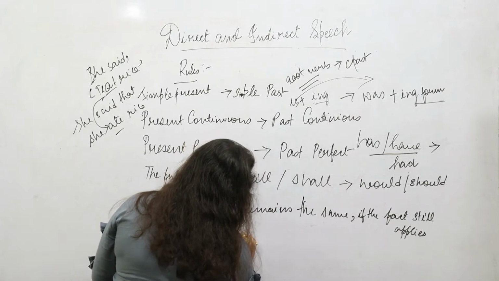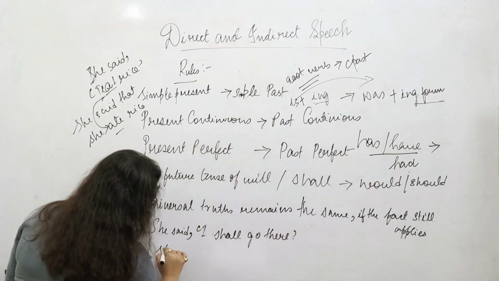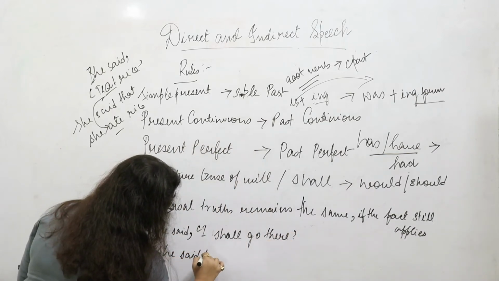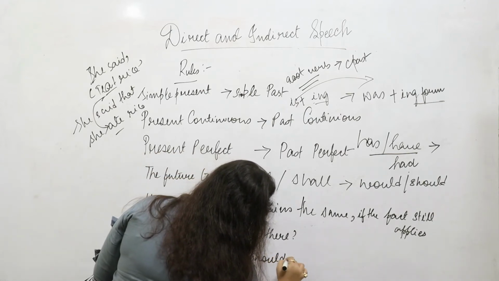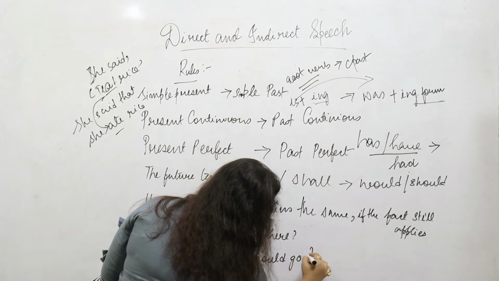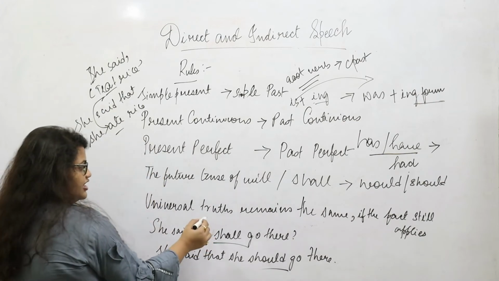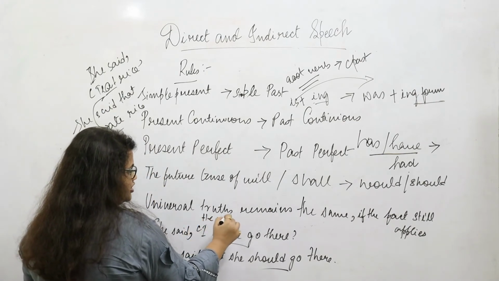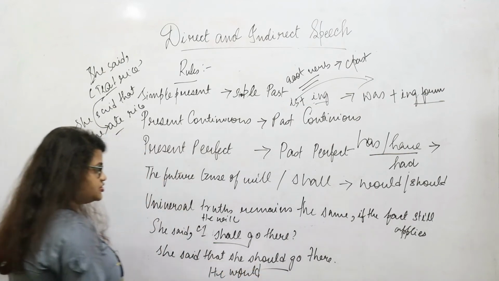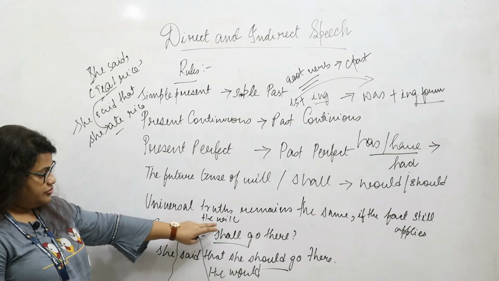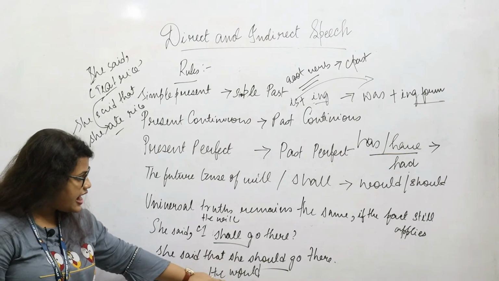"I shall go there." The sentence would come as, she said that she should go there. The shall has changed into should. The will, if it was he will, would have changed into he would. So those are the changes that we make in direct and indirect speech for shall and will, changing into should and would.